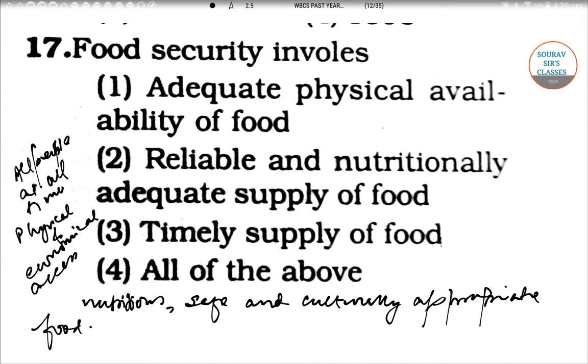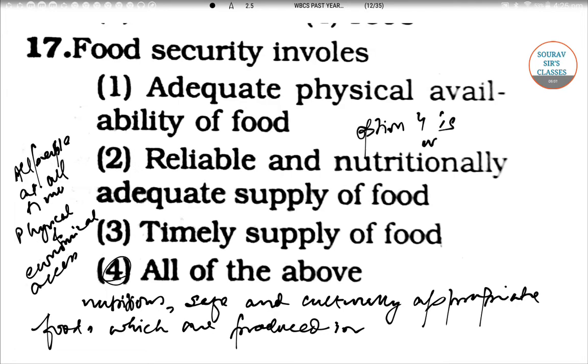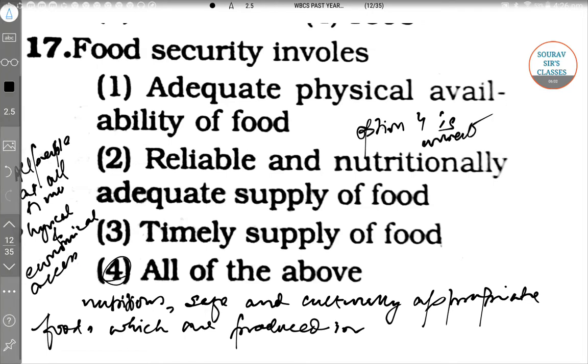Culturally appropriate food, produced in an environmentally sustainable and socially just manner. At the core of food security is access to healthy food and optimal nutrition for all. So the correct option will be option number 4. So we can write that option 4 is correct. Let's move to next question.